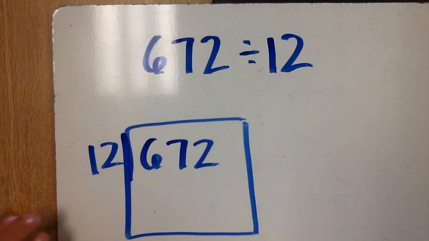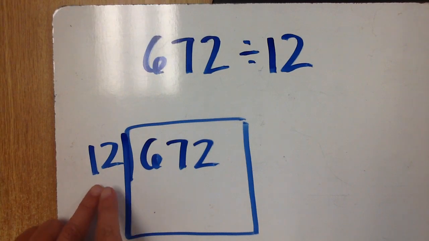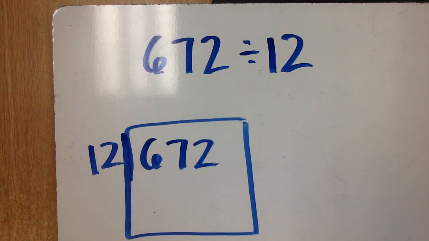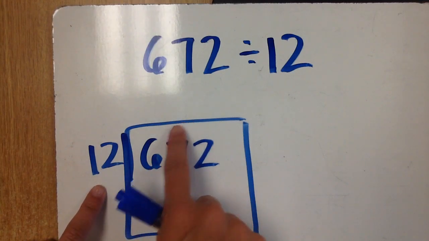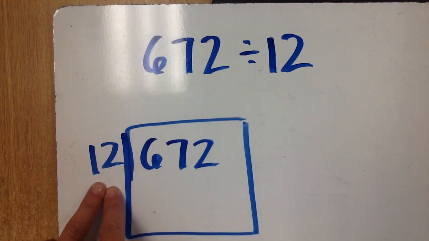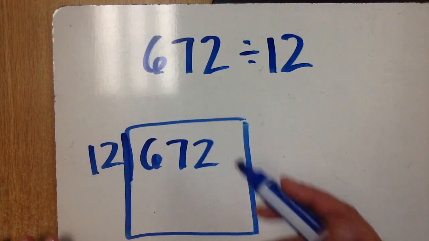And the great thing about this strategy is it's very forgiving. You can continue to make as many groups as you need to until you can't make any more groups. So, for example, I want to use numbers that are easy for me to multiply, like 10, 100, 5, or multiples of 10 and 100. So I know that I can't get 100 groups of 12 out of this because I would need 1,200. So I'm going to start with 10.